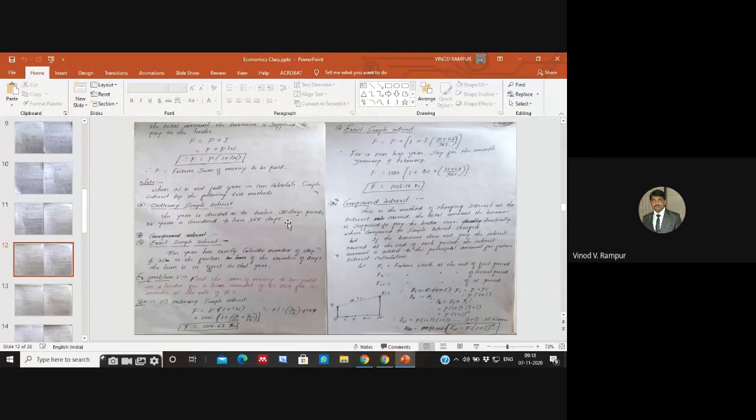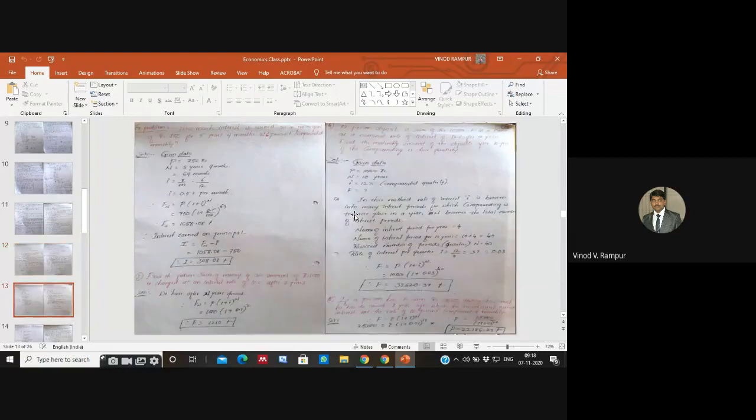In the previous class I told you there are two types of simple interest: one is ordinary, another one is exact. And for compound interest, this is the formula we are going to use: Fn is equal to P into (1 plus i) raised to n, where n is the number of periods. Yesterday I explained examples of how to calculate compound interest. That much is completed, and one more example I'll explain today.